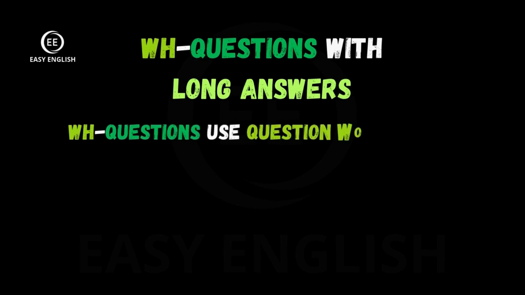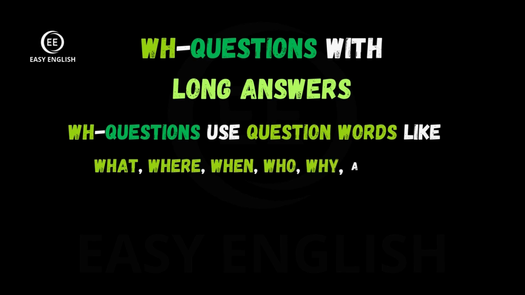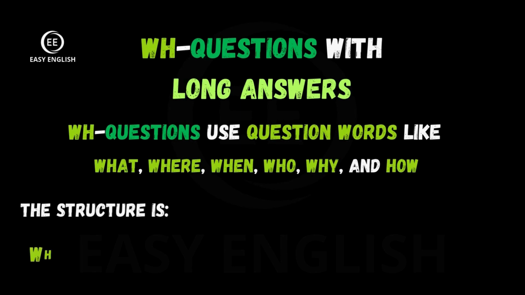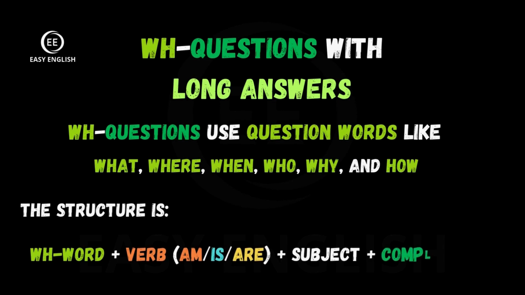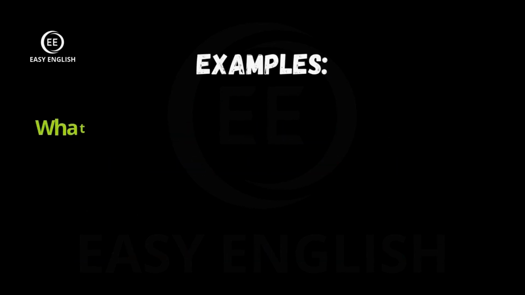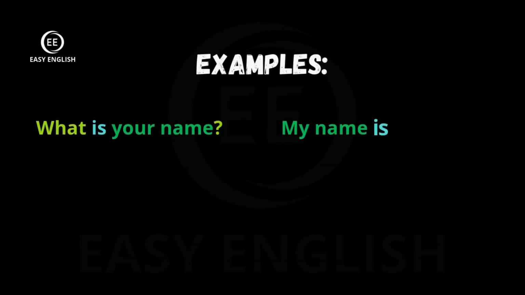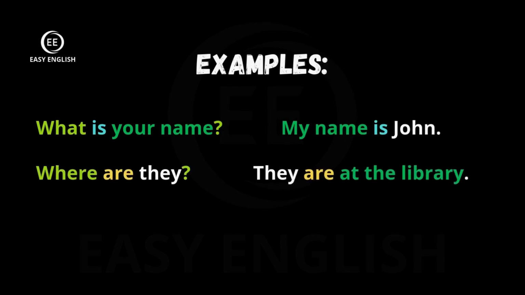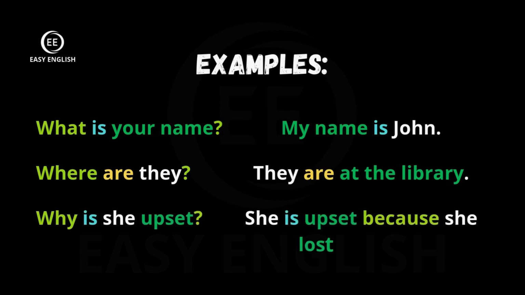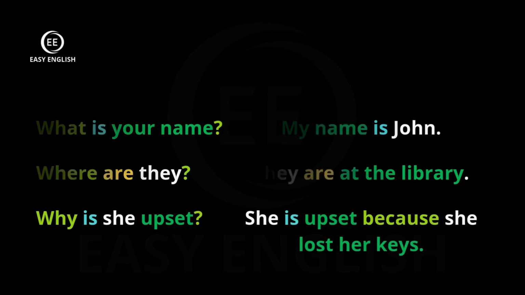WH questions with long answers. WH questions use question words like what, where, when, who, why, and how. The structure is WH word plus verb, am, is, are, plus subject plus complement plus question mark. Examples. What is your name? My name is John. Where are they? They are at the library. Why is she upset? She is upset because she lost her keys.